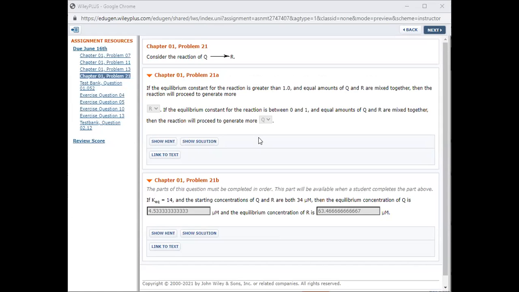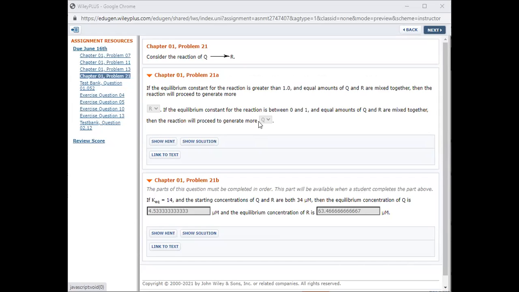So let's look at what we have here. We have a reaction, Q going to R. And the first part of that problem, 21A: if the equilibrium constant is greater than 1 and equal amounts of Q and R are mixed together, the reaction will generate more what? And as you can see there, the answers are.